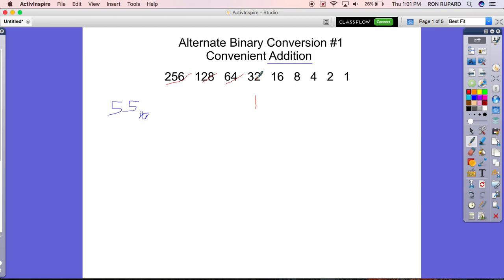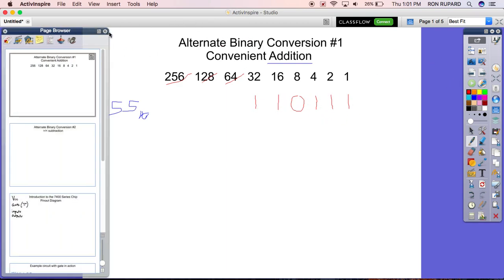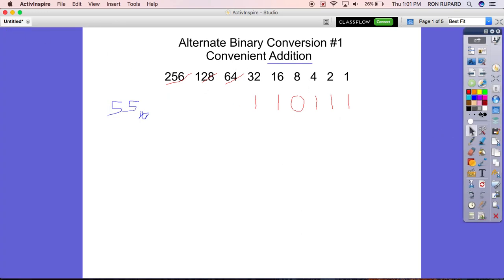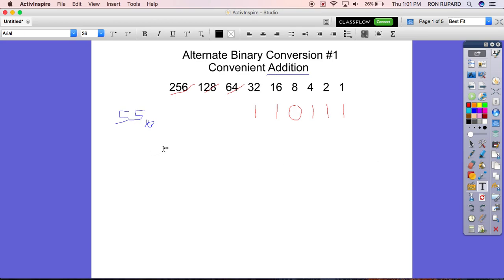16 plus 32 gives me 48. So let's go ahead and add that. 48 plus 8 is 56, so we can't use the 8 because that's too high. 48 plus 4 is 52. 52 plus 2 is 54. And 54 plus 1 is 55. So 110111 is the binary number for 55.